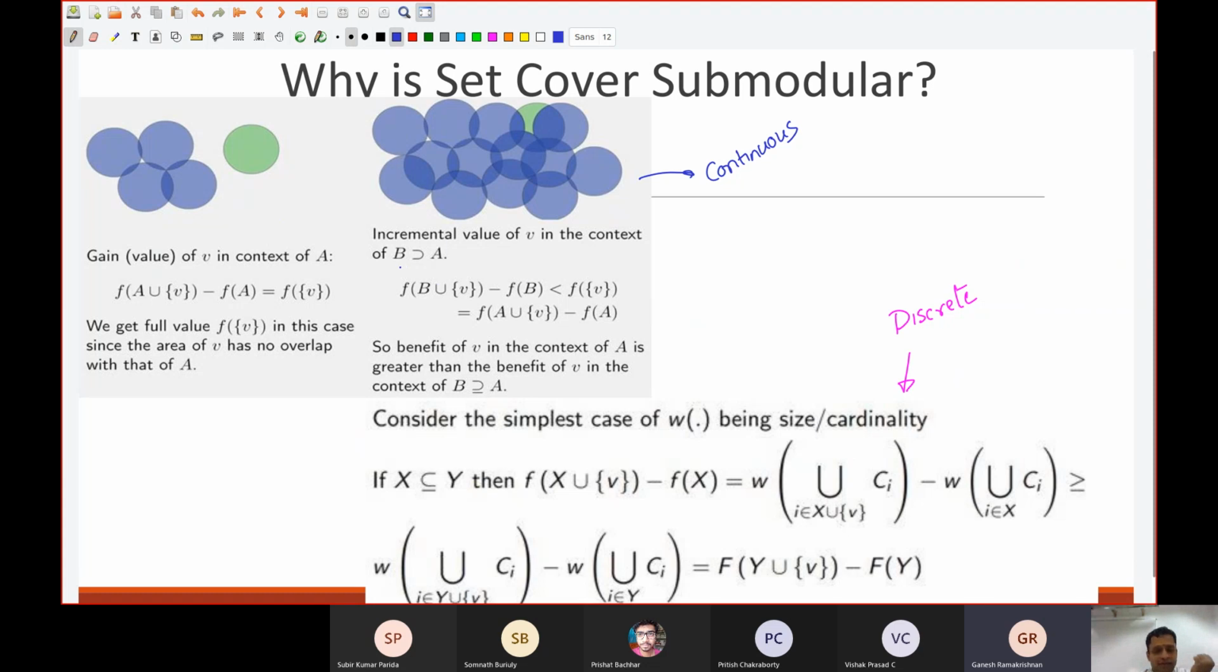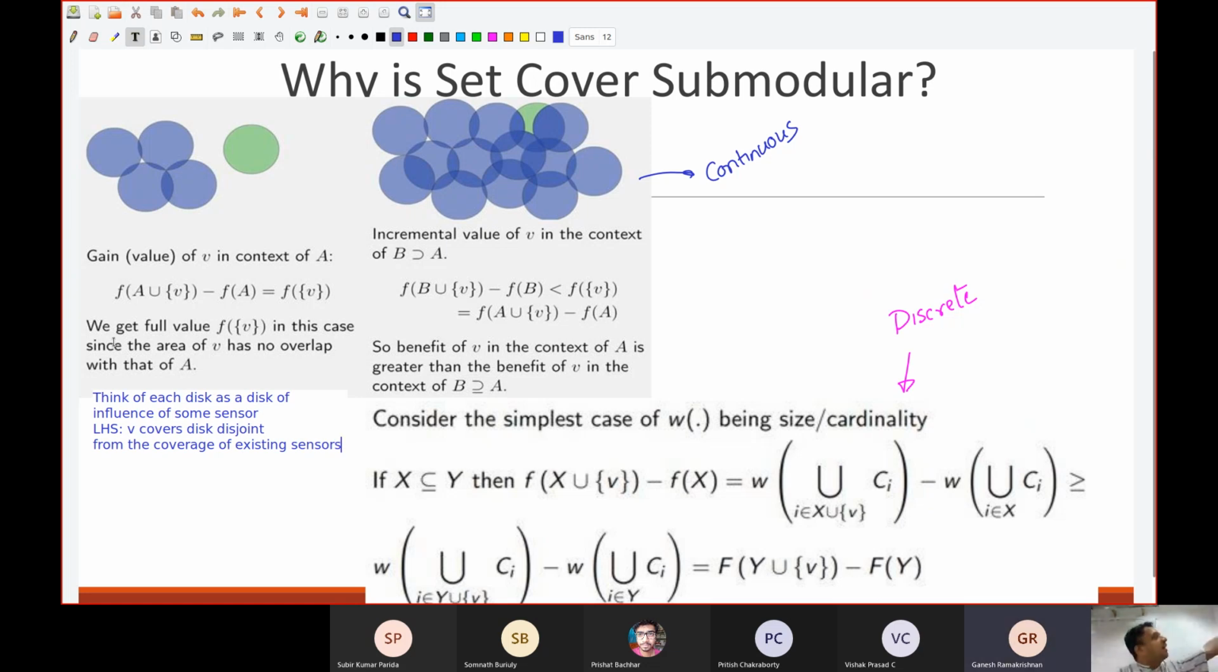If A is a subset of B, the simplest case, and the new point V, the new sensor, is added. Think of each of these as circular filaments of sensors. Think of each disk as a disk of influence of some sensor. So on the left-hand side, V covers a disk disjoint from the coverage of existing sensors.